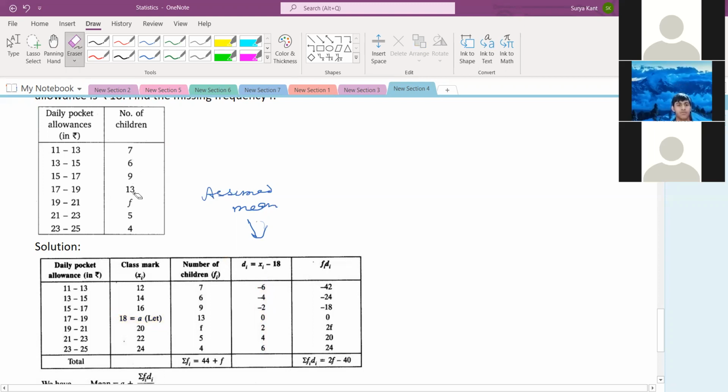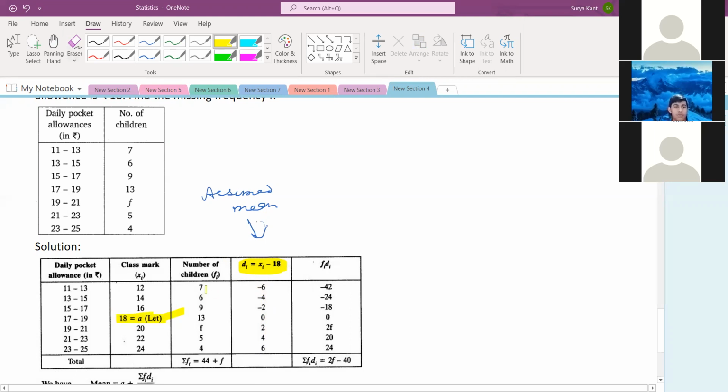They have given all the frequencies in the question. Then how to find di? Remember this formula, it is very important: di = xi minus a. If you don't know this formula, you can't find di. And here you have to practice. If you don't practice, you can't get the answers either.